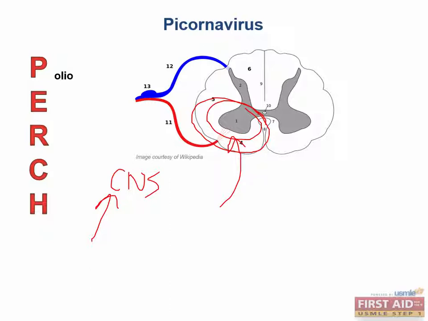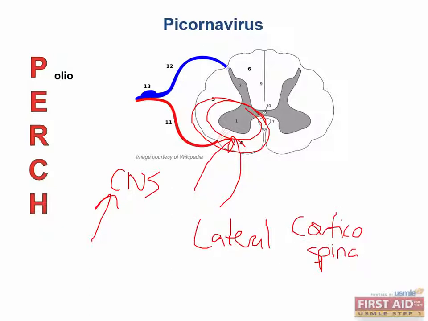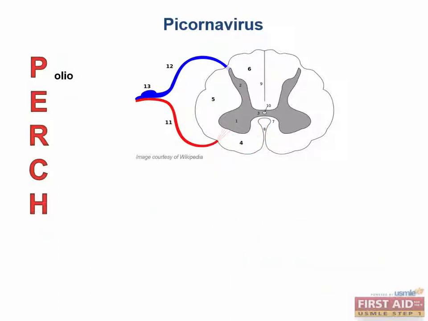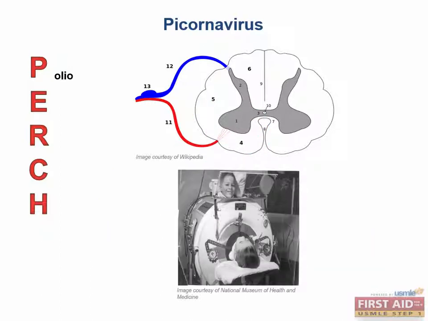Do you remember the spinal cord tract that is responsible for bringing the motor neurons that synapse here in the anterior horn? That would be the lateral corticospinal tract. Very good. By the early 20th century, poliovirus had caused major epidemics that were responsible for crippling thousands of people, mostly young children during the summer months.